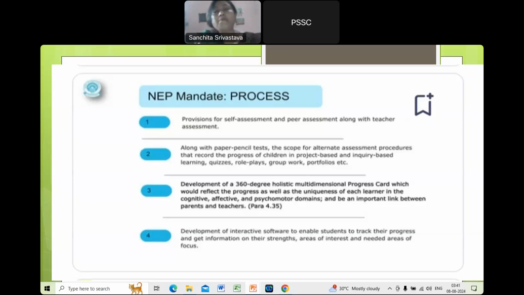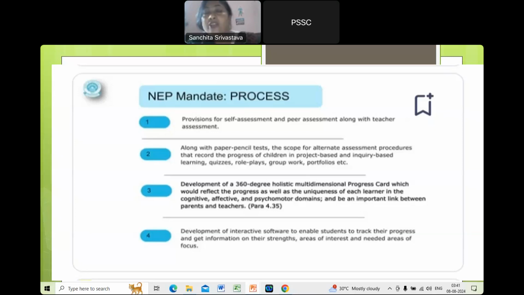Now, development of a 360-degree holistic multi-dimensional progress card, that is what the holistic progress card is, which would reflect the progress as well as see the uniqueness of each learner in the cognitive, affective, and psychomotor domain, and be an important link between the parent and the teacher. Yes, total detail is called a portfolio. Yes, thank you. Thank you, ma'am.